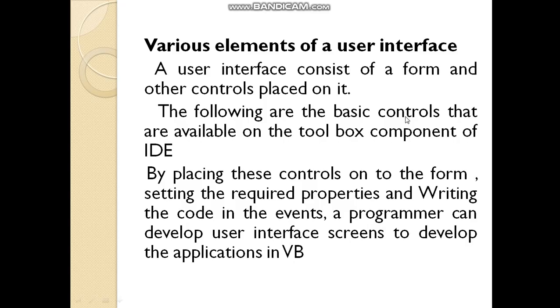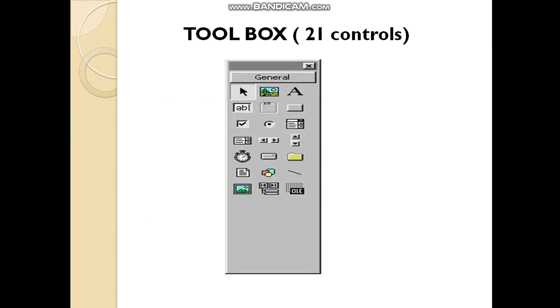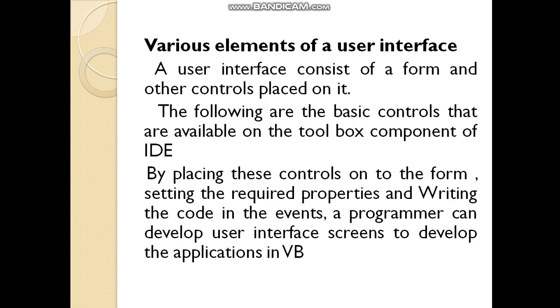In today's class, I am going to explain various elements of a user interface. In the last class, we have seen how to develop a VB application. By following the 4 steps, generally we develop the VB application. The first one is creating a user interface. Second one is setting properties. Third one is writing code, and the fourth one is executing the application.